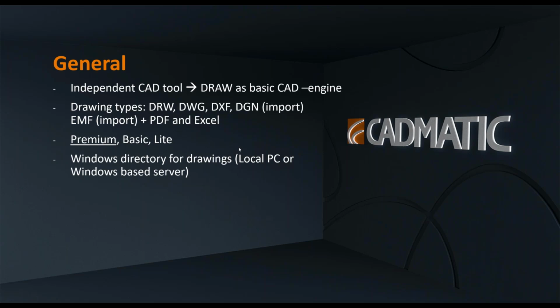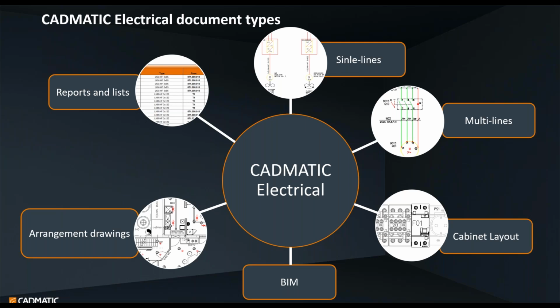Well, I spoke to you about the database that we have, how it's built, how it works. Let's check a few of the electrical document types that we have. Since today's topic is building electrification, which in my mind is the most widespread way to use CADMATIC Electrical, since it includes almost every document type that we have in electrical. It's not only specific to some schema drawings, it also includes arrangement drawings, cabinet layouts, multi-lines, single lines.